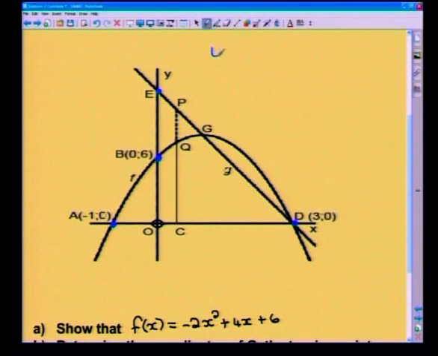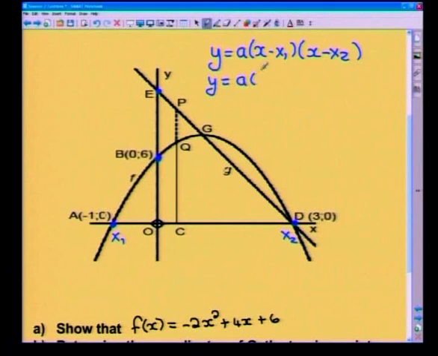Now, if we're going to do that, the format we used last year was y equals a(x minus x1)(x minus x2). Now, x1 would be this one, and x2 would be this one, or vice versa, it doesn't matter. But basically it is the x-intercepts that we're going to input there. So I come along here and I say y is equal to a, and this is going to become (x plus 1), because it's going to be x minus minus 1, and this one is going to be (x minus 3). Now, at this stage, the only thing that we still need to find is our a value, and that is where our extra point comes in extremely handy.